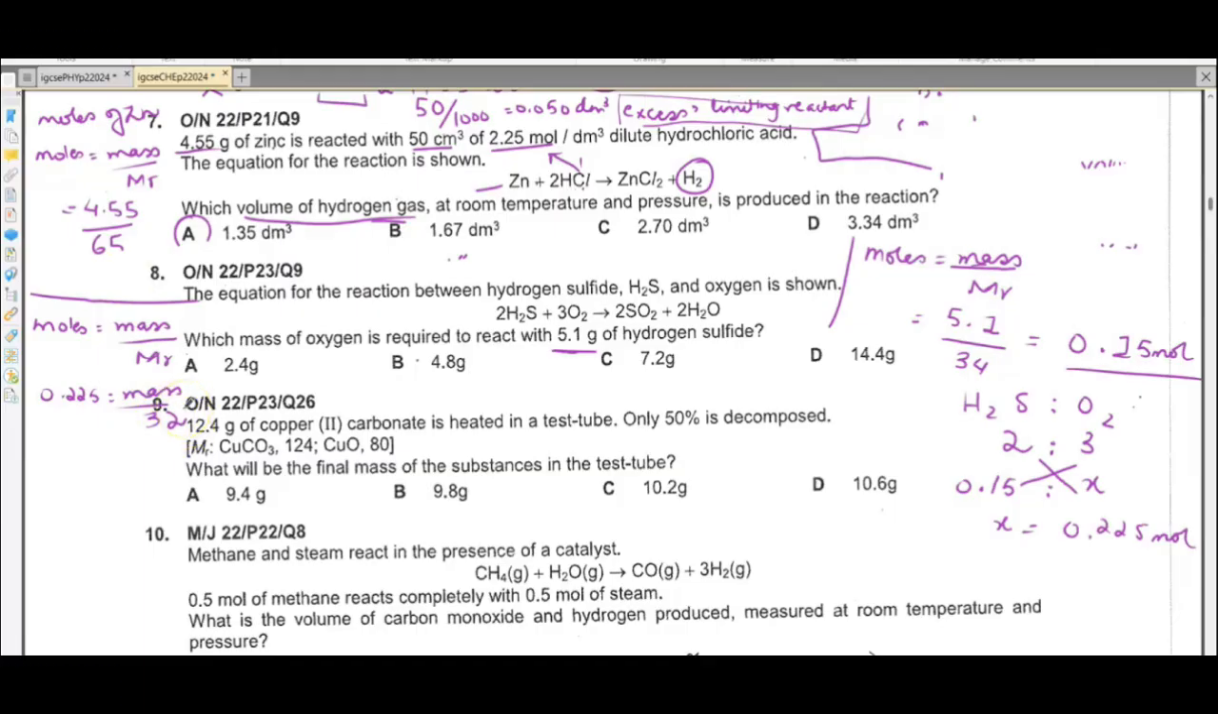Okay, so this is going to give us 7.2 grams of oxygen. So this is the mass of oxygen required to react with 5.1 grams of hydrogen sulfide. So C is going to be our correct answer. So it was easy, wasn't it?